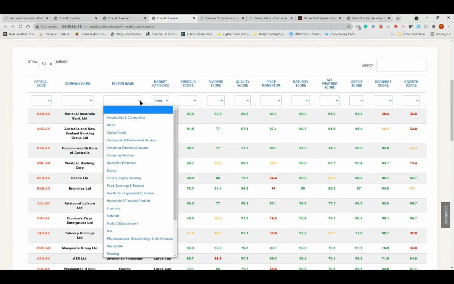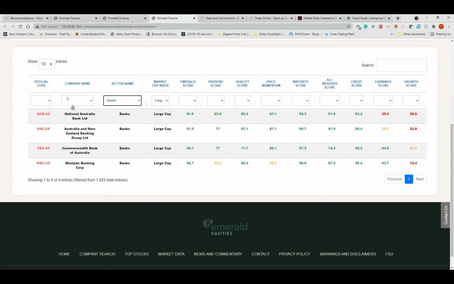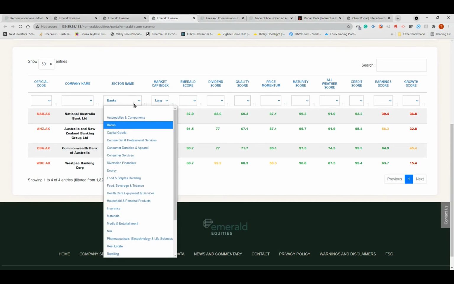From here, I can easily pick my sector. So if I want just banks, what are my banks looking like? Out of my large cap banks, these are my best options. So then NAB comes up as the best option there, being that it's got the stronger dividend and it has a fairly decent score. Obviously ANZ's up there as well, including CBA. So that's a very quick and easy way of finding, out of the banks, what's the better dividend stock here.